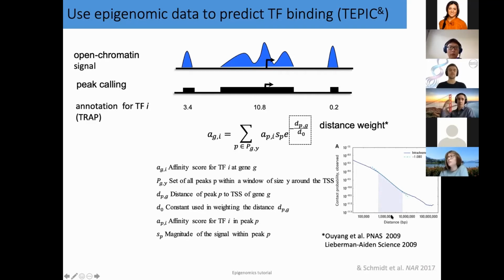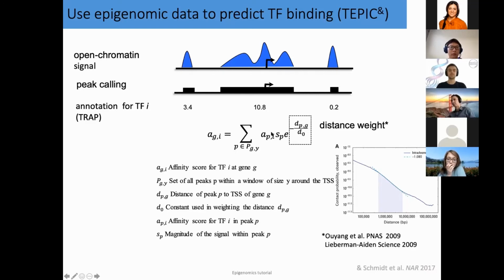So if it's really far away, then it's less likely that these two DNA pieces interact. Yeah? Of course, it can happen. There are always exceptions, but on average, it's very unlikely. And so essentially, this part of the formula here downplays regions that are further away.